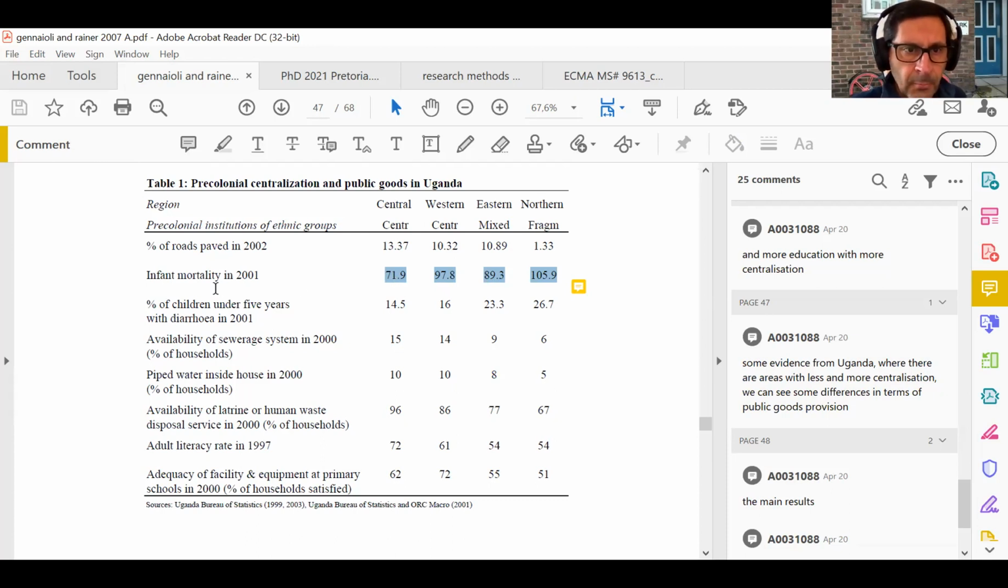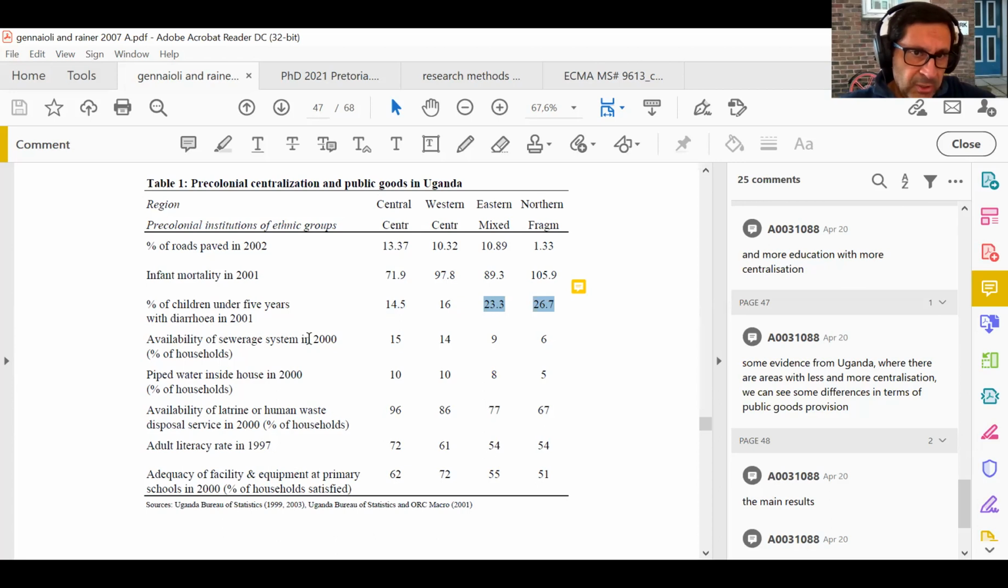You can see that the size of the effect, the numbers are different, or the effects are different, right? The same here, right? Percent of children under 5 years with diarrhea, the same there. Okay, the size of the effect where central and western areas are more centralized, right? So there are fewer kids with diarrhea, and where there is more fragmentation, the percentage of kids with diarrhea is much higher. Okay, and so on and so forth.